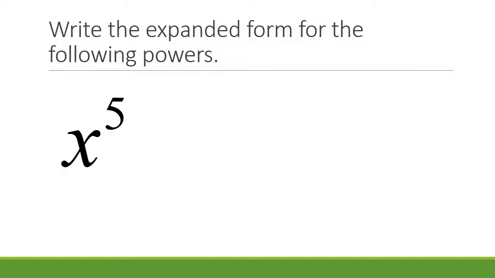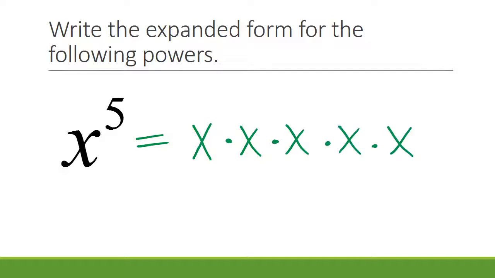All right, let's write this in expanded form. Okay, let's take a look. Check out your neighbors, were they right? They should have x being multiplied 5 times. 1, 2, 3, 4, 5. That's what x to the 5th means. We're multiplying x by itself 5 times.